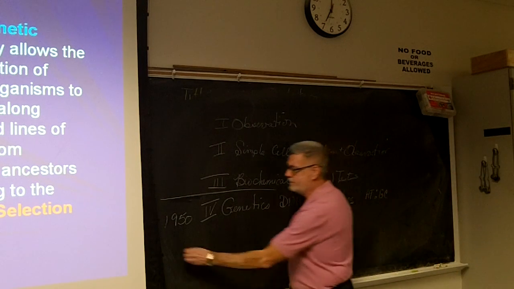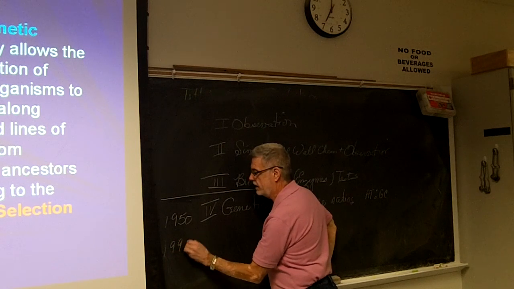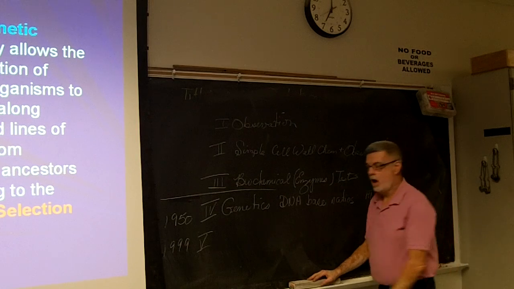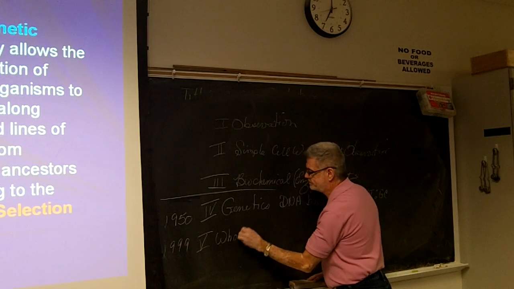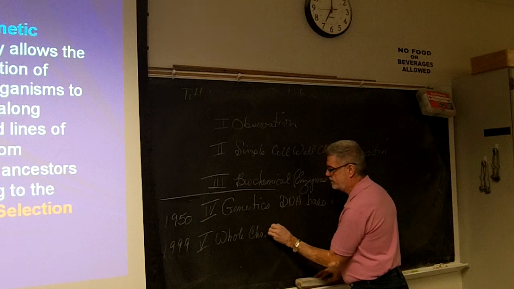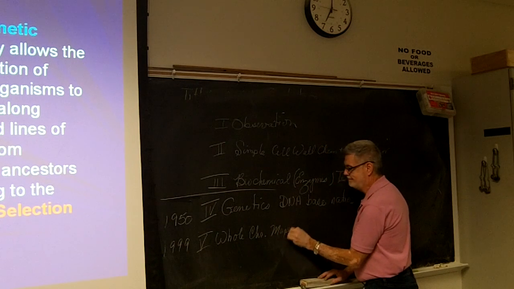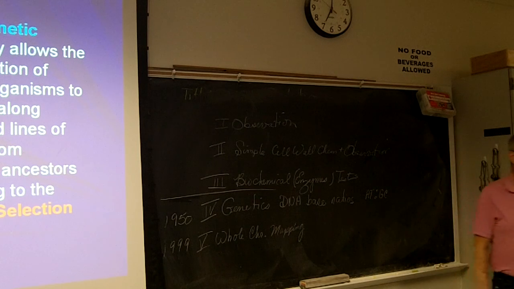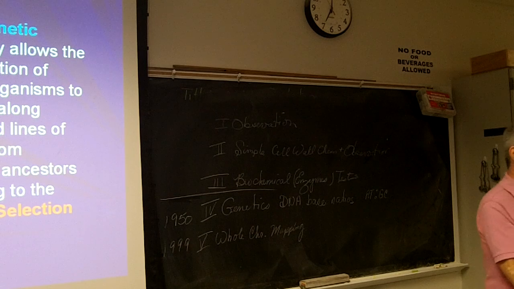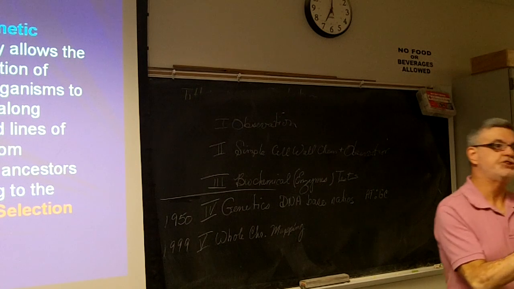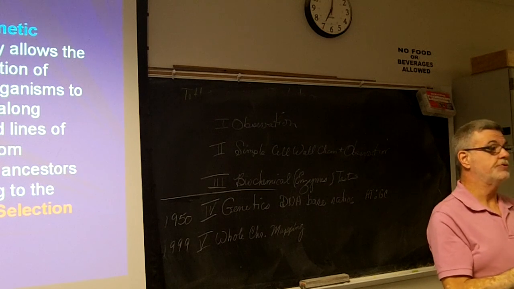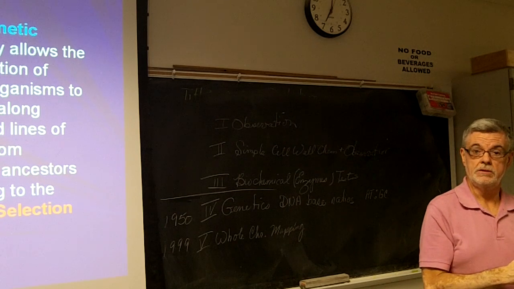All right, what happened in 1999? Whole chromosome mapping. Is that the Human Genome Project? That was the completion of the Human Genome Project. In other words, we can look at individual genes of two organisms and see how many individual genes they have in common. Wouldn't that be closer to truth than anything else we've ever used before?